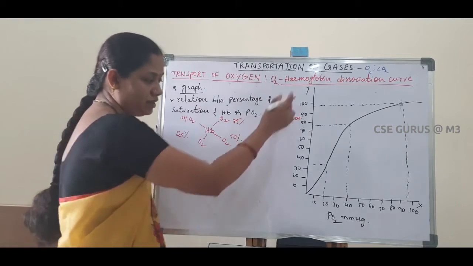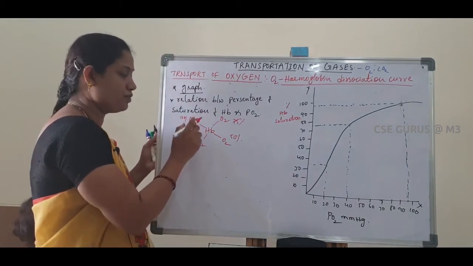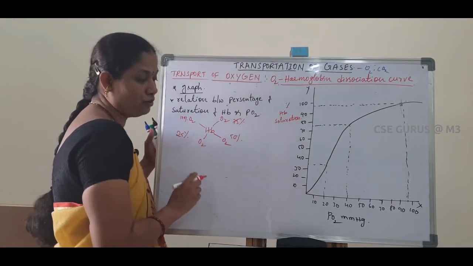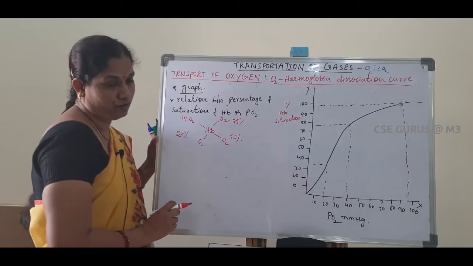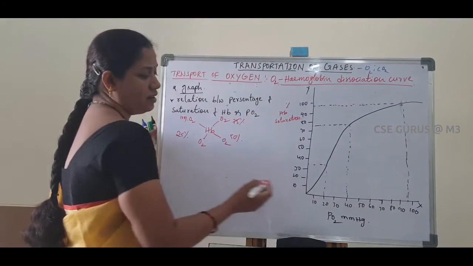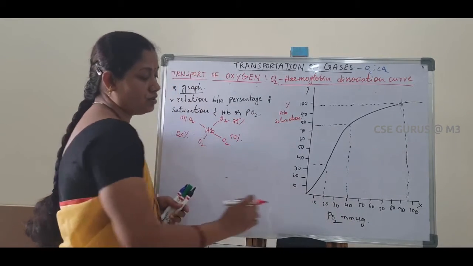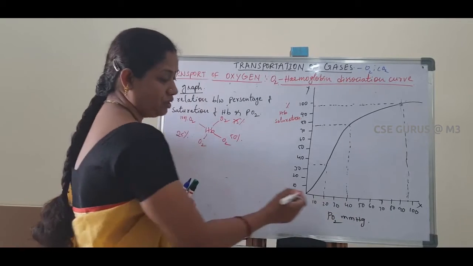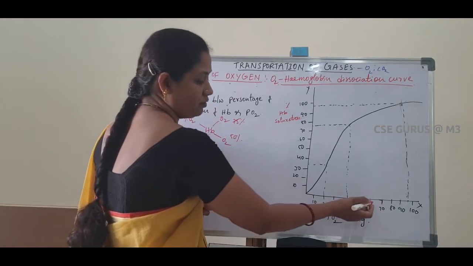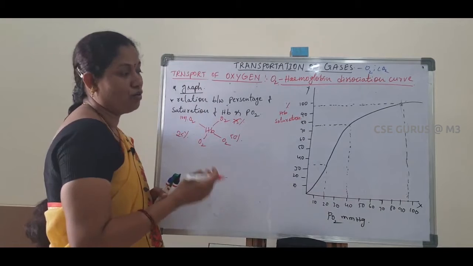So this is a graph. This graph explains the relation between saturation of hemoglobin and the partial pressure of oxygen. Here this is the x-axis, and this is the y-axis. On the x-axis we have taken the partial pressure of oxygen in mmHg: 10, 20, 30, 40, 50, 60 up to 100. These are the values of partial pressure of oxygen.